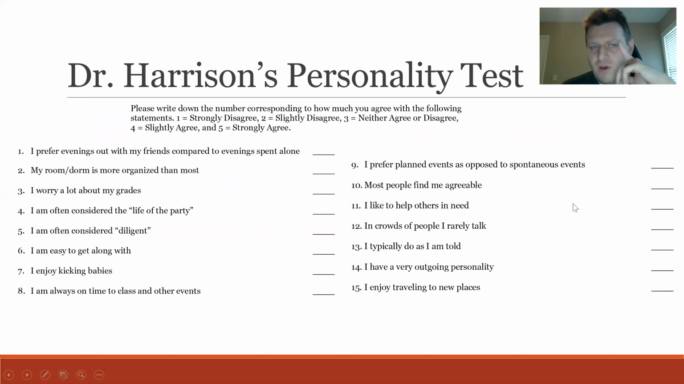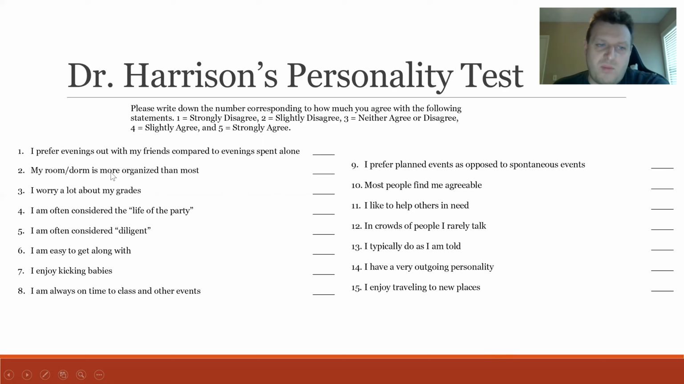All right, so here we have a personality test that I created on a whim when I started teaching this class. I made it kind of dumb to show the purpose of using factor analysis, what's going to happen when we use factor analysis. So it's a 5-point Likert scale, and we have 15 items. I prefer evenings out with my friends compared to evenings spent alone.